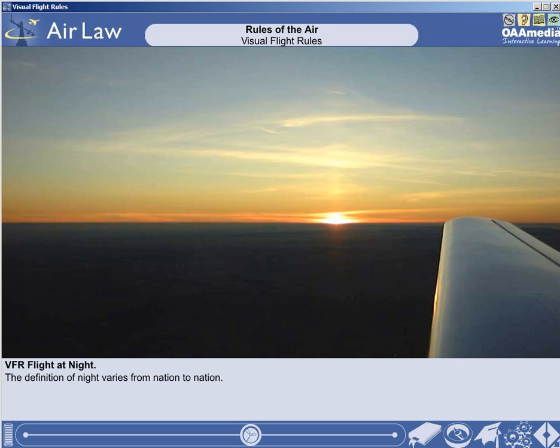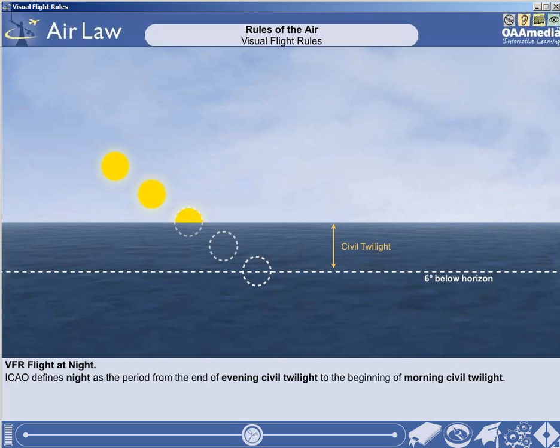There are different rules in different nations covering VFR flight at night. The actual definition of night also varies from nation to nation. The International Civil Aviation Organization defines night as the period from the end of evening civil twilight to the beginning of morning civil twilight. Civil twilight is defined as the period between sunset or sunrise and the time when the center of the sun's disk is 6 degrees below the horizon.